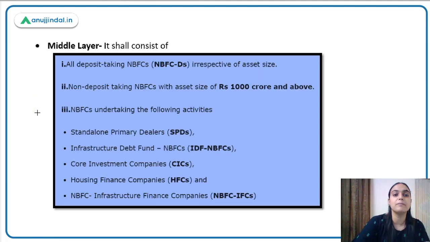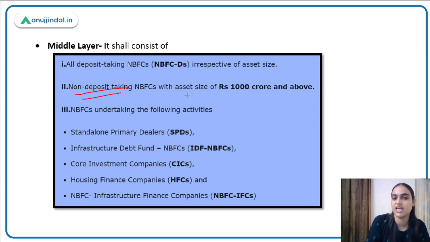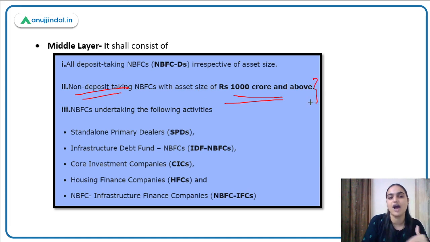Then coming to the middle layer, NBFCs which are a bit larger in size will be covered over here. Like previously we covered NBFCs with less than 1000 crore size. Okay, here we'll cover non-deposit taking NBFCs with asset size of 1000 crore or more. Okay, so kam wali base layer mein aa gayi, higher wali middle layer mein aa gayi. जो NBFCs deposits accept करती हैं, वो भी middle layer में आएंगी, okay? All deposit taking NBFCs will be under the middle layer.